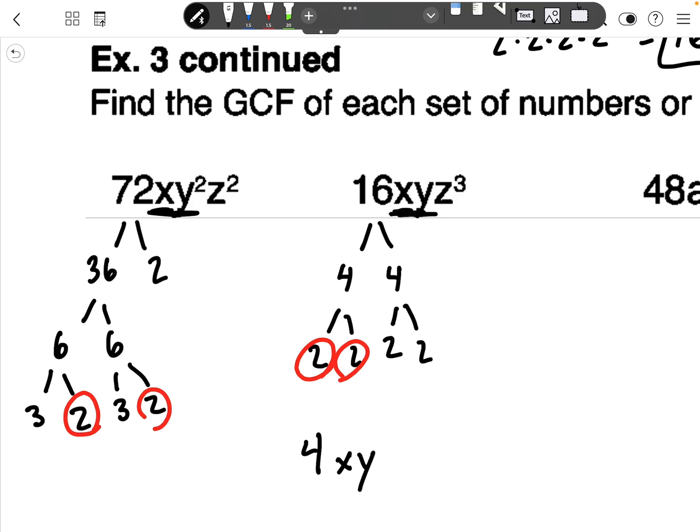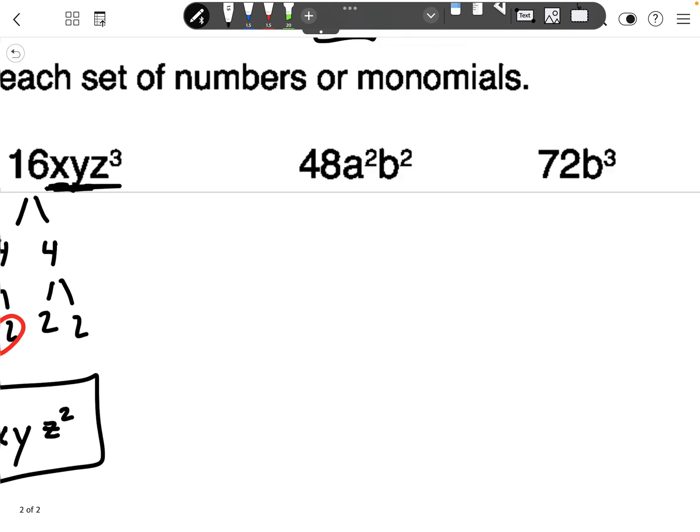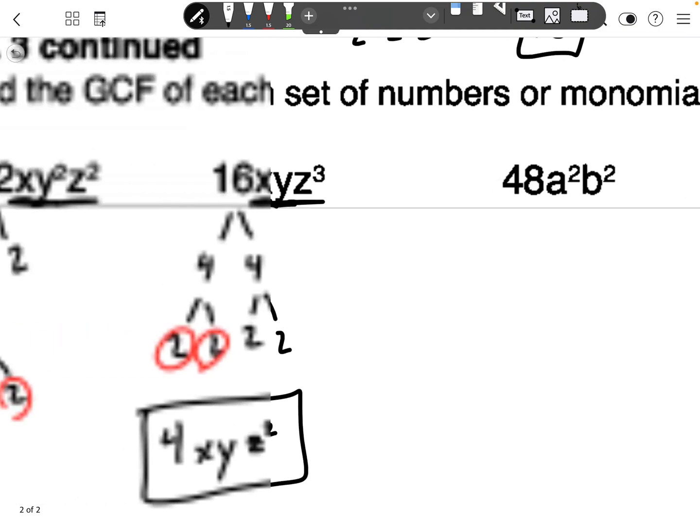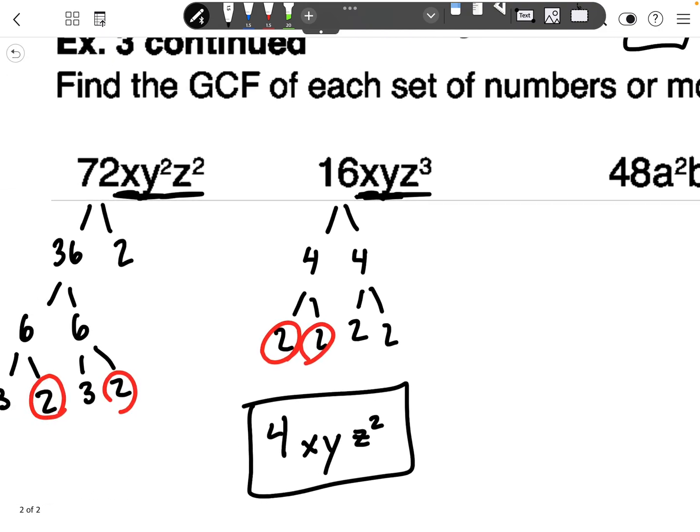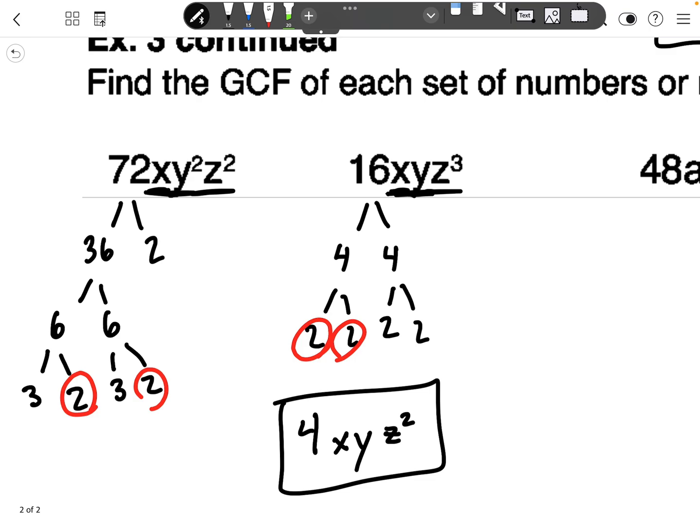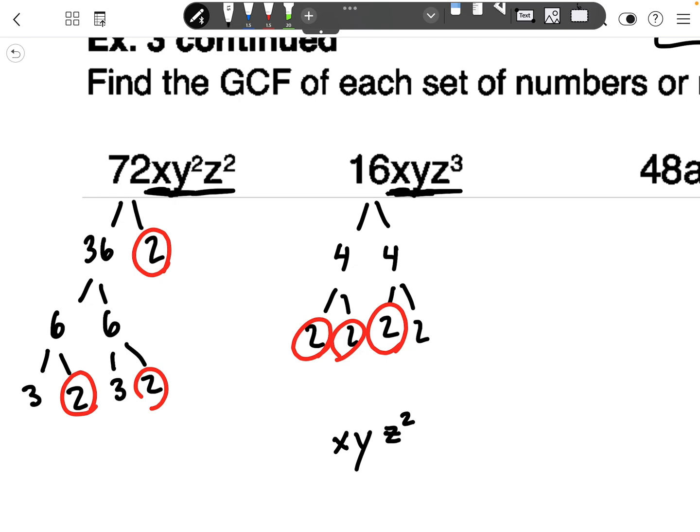So it's always going to take like the least amount. And then z's, I have 2 z's and 3 z's. So I could say they both have at least 2 z's. So z squared. All right, next one. Oh, whoops. I forgot about this 2 on that last one, so I have another 2. So 2 times 2 times 2 is 8.